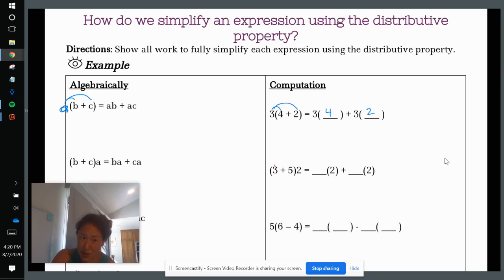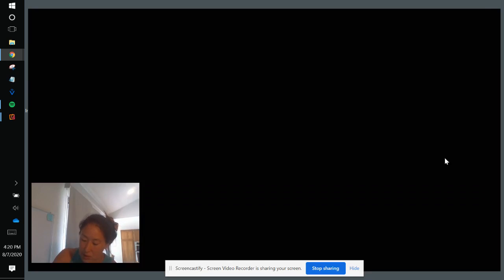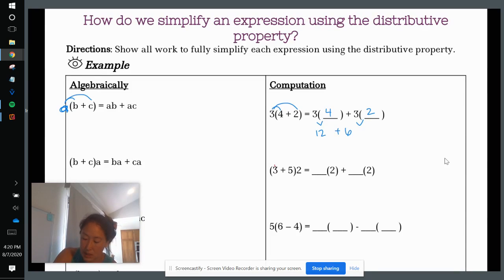So I get 3 times 4 plus 3 times 2. I can evaluate this, so I'm just going to simplify. PEMDAS tells me to do 3 times 4, which is 12, plus 3 times 2, which is 6, and then add those together, giving me 18. So I get a total value of 18. I can double check over here: 3 times 4 plus 2 is 6, so 3 times 6 is 18. Booyah! These are equivalent expressions.